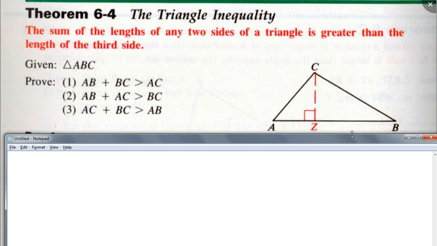This has to be true. So we have to now prove why this is true. Let's take a look at how we go about proving this.